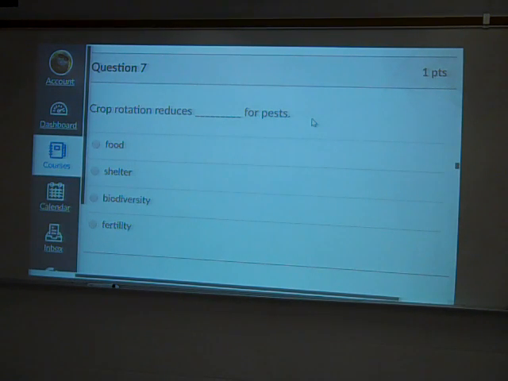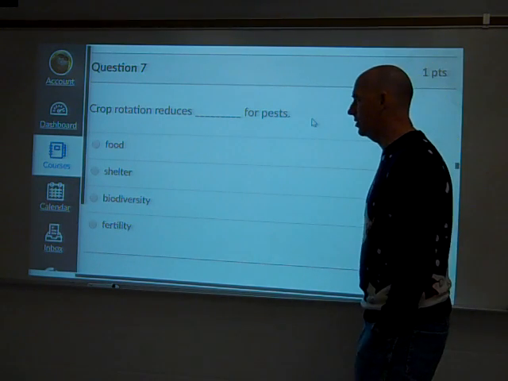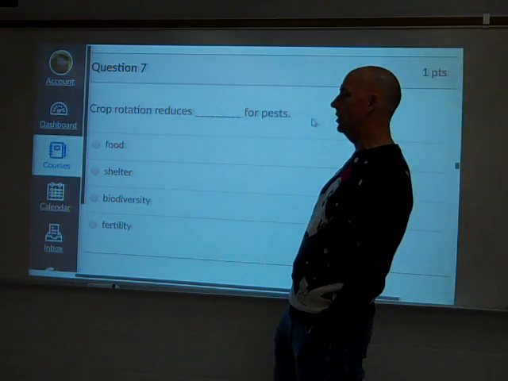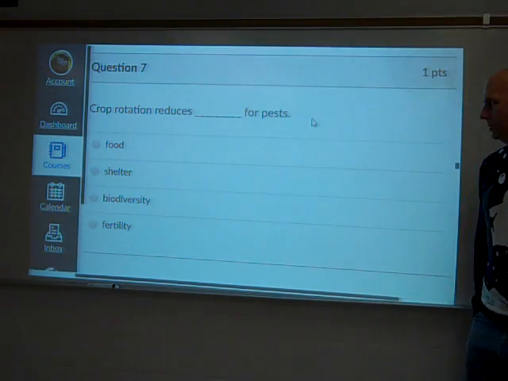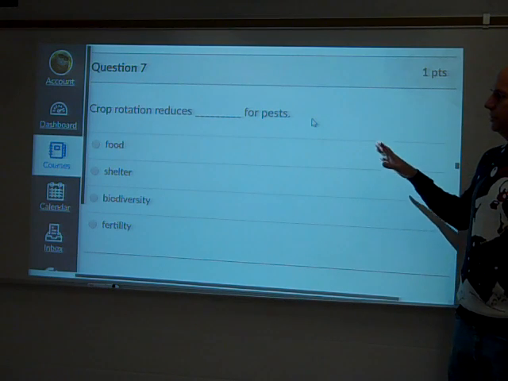All right, next question. Crop rotation reduces blank for pests. Good, pretty good. And I will say the one that most of you that are getting wrong are answering is a good answer as well, simply because it's a possible answer. In your notes, it's stated directly as this particular reason.